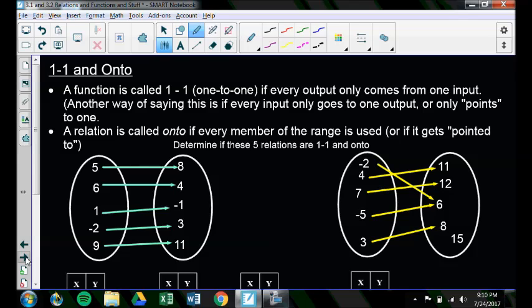Okay, 1-to-1 is what we call a function where each input goes to exactly one output, but each output only gets pointed to once. So what I mean by this is like 5 goes to 8 and nothing else goes to 8. And 6 goes to 4 and nothing else goes to 4. If each output is only pointed to once, it's a 1-to-1 function. Onto, the term onto means everything in the range, remember the range is the y values over here, everything in the range gets pointed to, meaning there's no number that's not being pointed to.